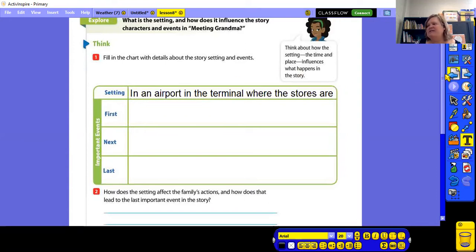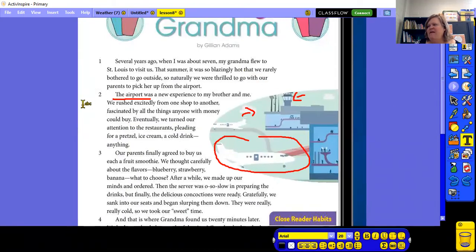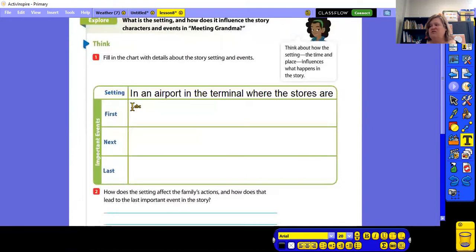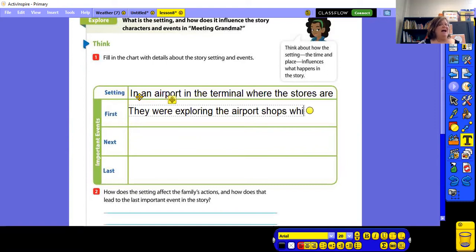So let's go back and look at what's happening in this story. It says the airport was a new experience and we rushed. They went to the airport. They were picking up Grandma from the airport and they were going around the shops. So our first event is, I would say, they were exploring the airport shops while they were waiting on Grandma to arrive from her plane.